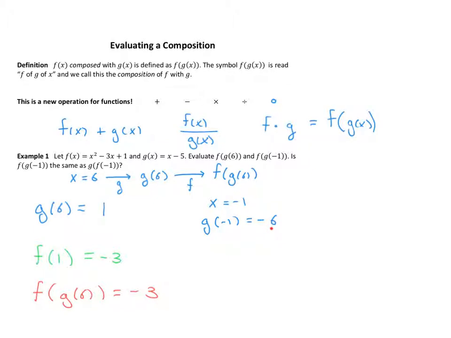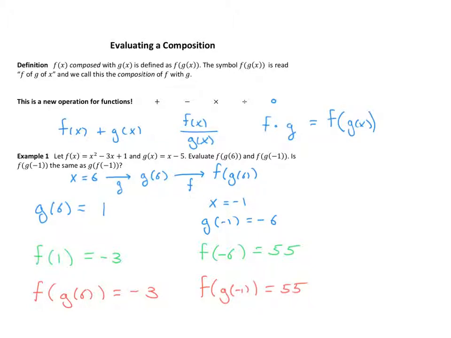All right, we now take this new value and run it through the function f. So what is f of -6? The answer here would be -6 squared minus 3 times -6 plus 1. So that's 36 plus 18 plus 1. And the result at the end is 55. So all together, f of g of -1 is 55. And the reason was, we started with x equals -1, put it through the function g, got -6, took that number, put it through the function f, and got 55.